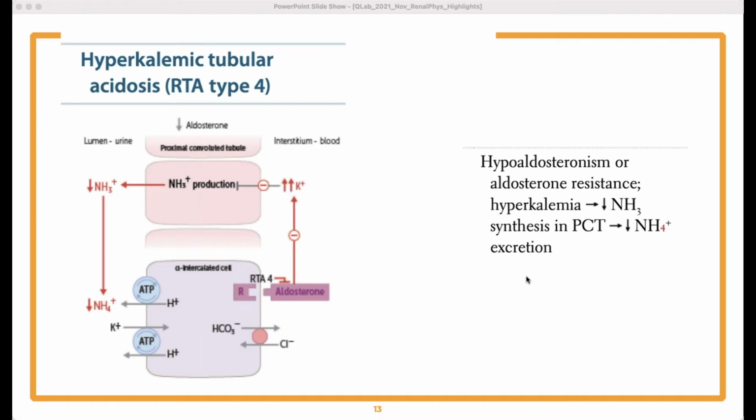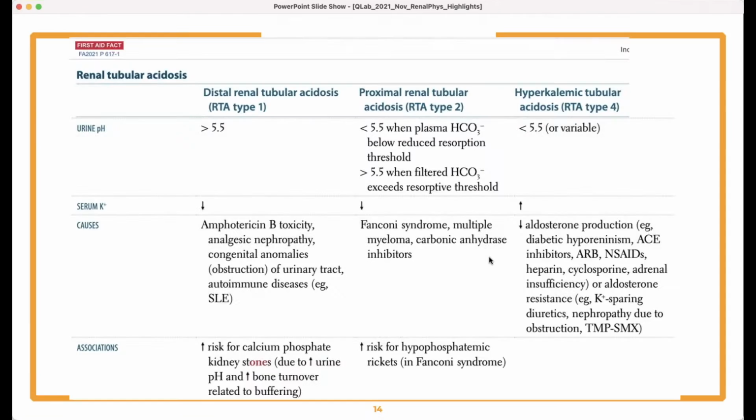So this is RTA 4. And on the next slide, First Aid goes into even more in-depth explanations on the differences and how to differentiate them from other lab values. So the urine pH would potentially be high in type 2 and is definitely high in type 1. And you can see there again the serum potassium is only elevated in type 4 RTA.